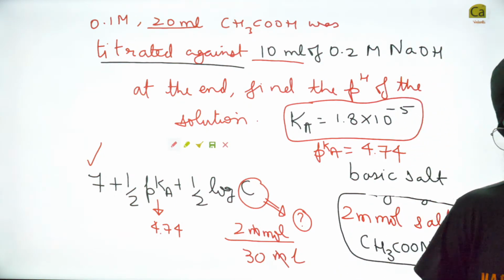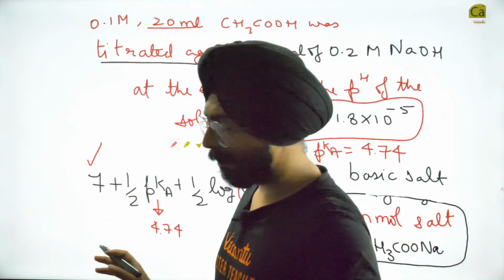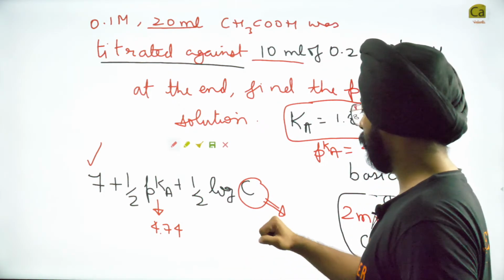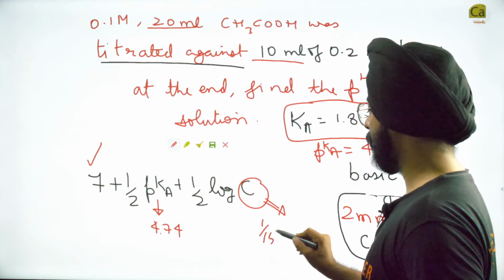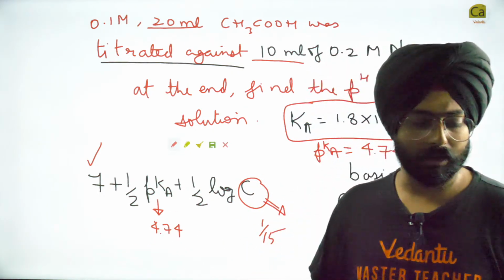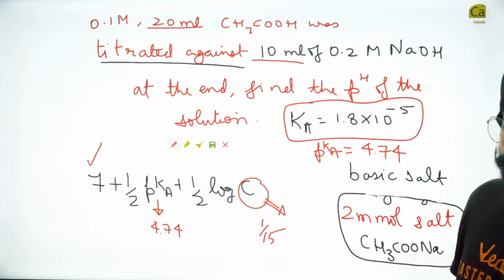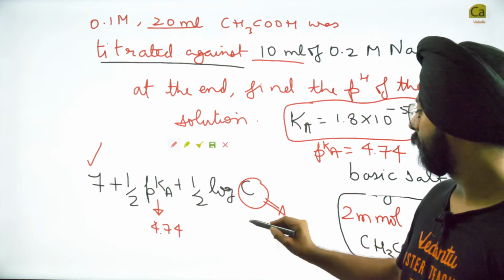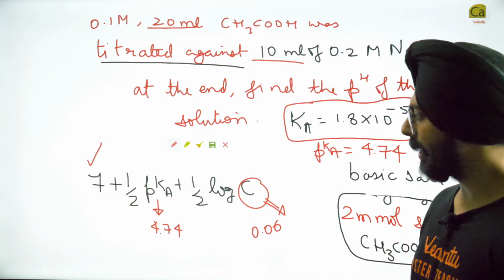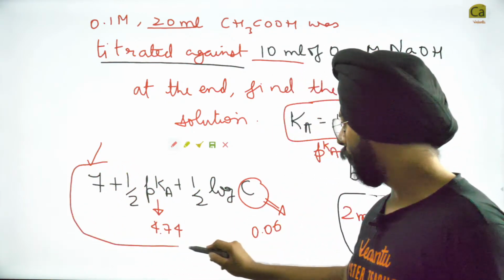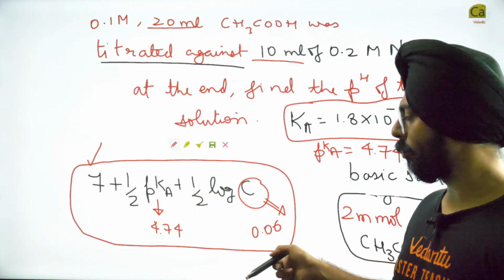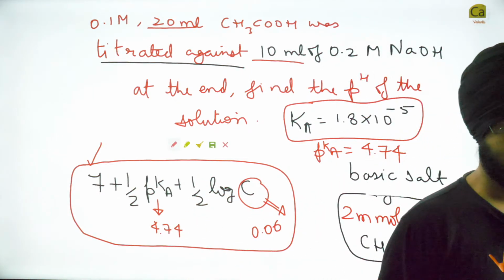It's 1/15, 0.06 something. I'm not sure if any one of you gave me the correct answer or not. This comes out to be 1/15. You can do it as 1/15 as well, and take log 15 with a minus sign. That also works. You can write it as 0.06. Your wish. So take its log and then give me the final answer, please. What should be the final answer? 7 plus half into 4.74 plus half into log of 0.06.